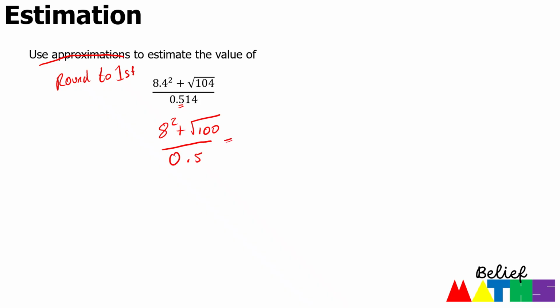If we then work out the top, 8 squared is 64, plus the square root of 100, which is 10, divided by 0.5. That gives us 74 divided by 0.5. Now, dividing by 0.5 is not the same as dividing by 2. We're not halving this number.